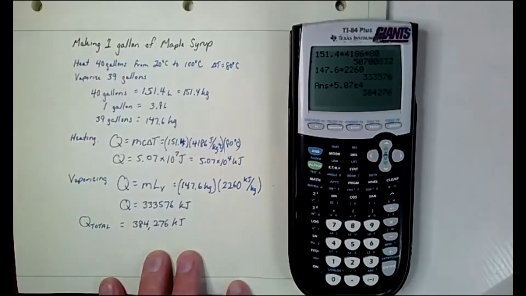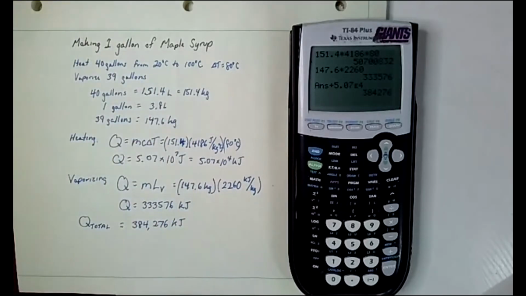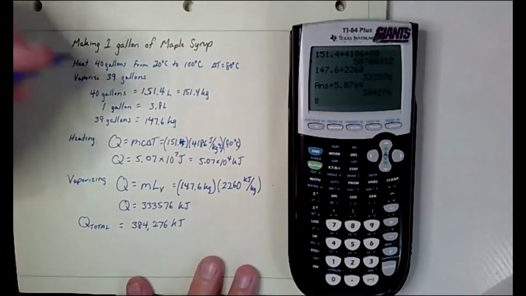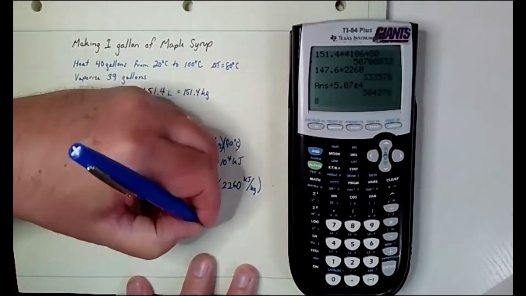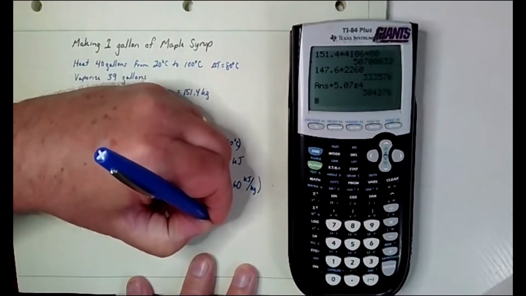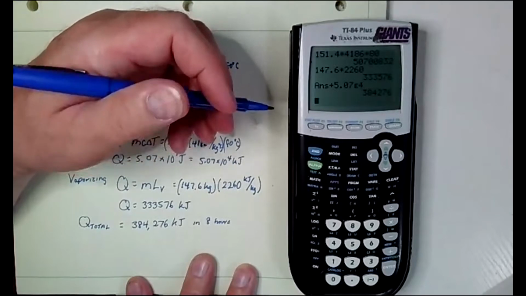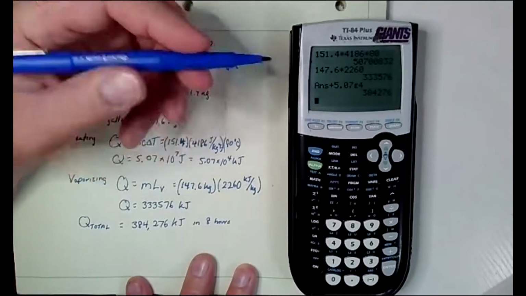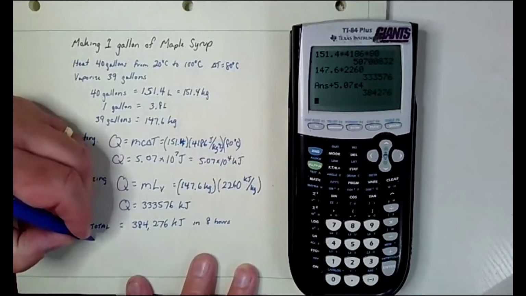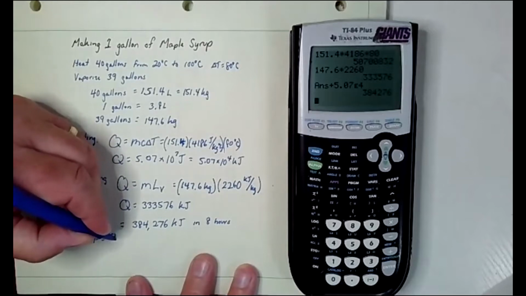kilojoules. Okay, now let's extend this problem. And let's suppose we wanted to do this over the course of the day. My neighbors about a month ago had a portable little boiling pan, and they just had it on their driveway, and they were making some maple syrup. So let's suppose we wanted to do this in 8 hours. Okay, how much power would we need for that? And we know that power equals the rate at which we use energy.